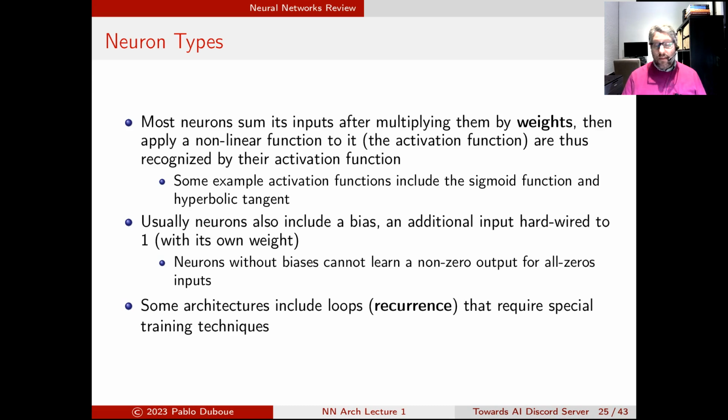If the neuron doesn't have a bias, then it cannot learn to produce a non-zero output when all its inputs are zeros. Some architectures also include loops, what's called recurrence, and that requires special training techniques.